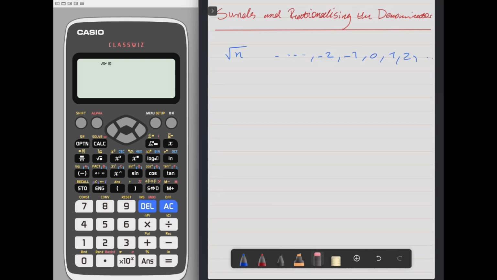These are integer numbers. And if n is an integer number and n is not a complete square, if it is not 1, 4, let's say 9, 16, 25, if it is not these numbers and it is also an integer, then root n is called a surd. Guys, a surd and any multiple of it are irrational.